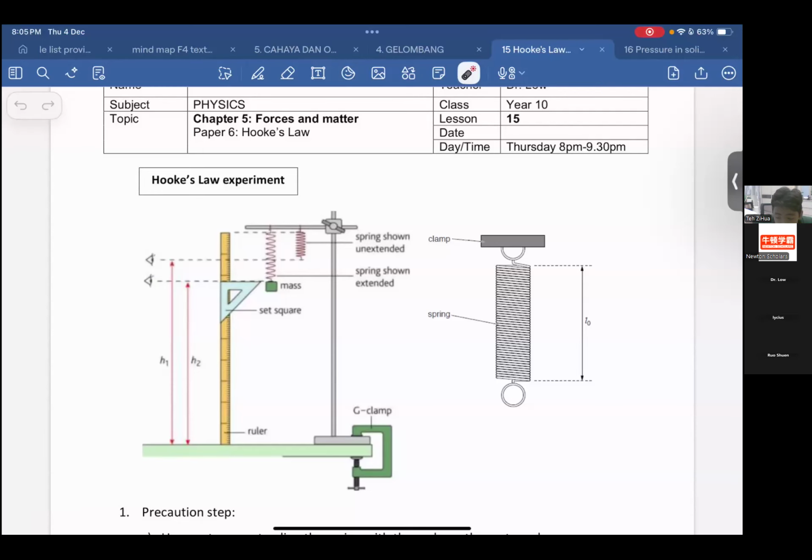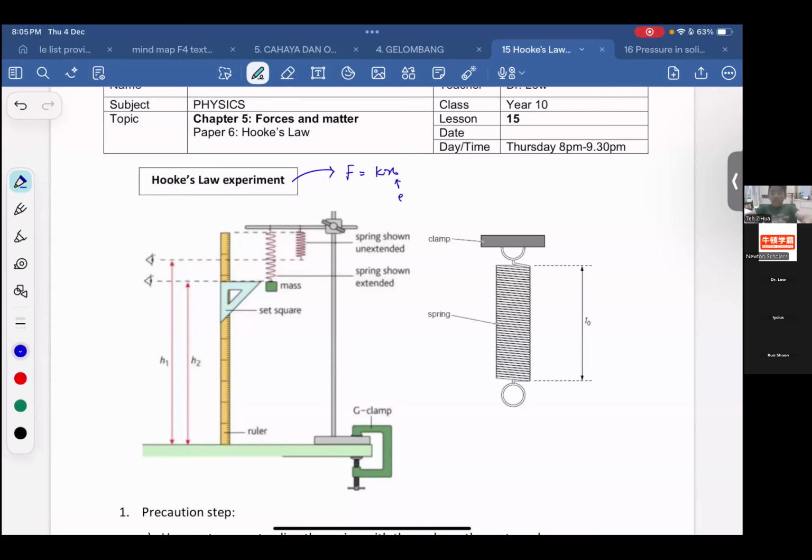Okay, so boys and girls, today we are learning paper six. What is the technique for us to score the marks for paper six? Last week we already talked about Hooke's law. Hooke's law is about the spring extension. So F equals Kx. This is the formula that we learned last week.